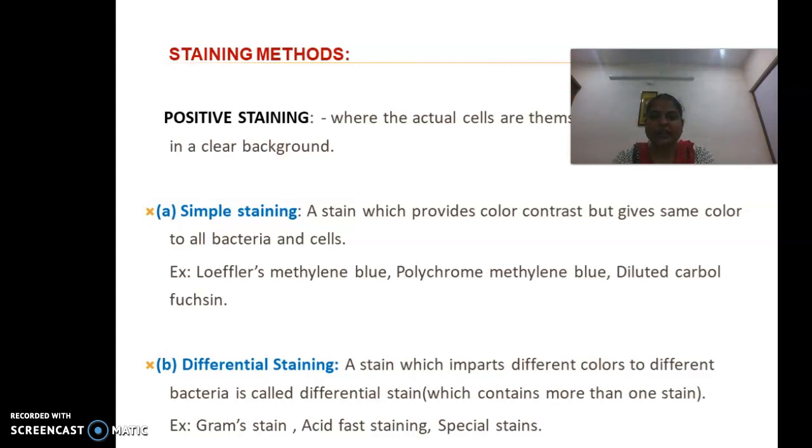So let's now learn about staining methods. There are two important forms of staining methods, and the first staining method we are going to discuss is positive staining.